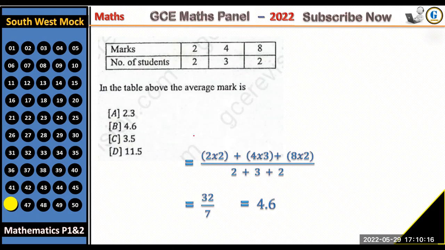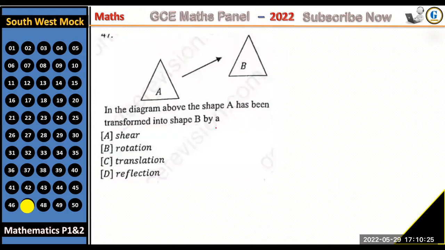All right, question 47. In the diagram above, shape A has been transformed into shape B by. You can see the shape A and shape B, the shape has not changed, it has neither increased in size, it has only changed in position. Since it has only changed in position, we say it has been translated. It has not been rotated, it just shifted. It has not been reflected. So this is a translation. Translation is just to push something, to shift or move it further away. So that is it. It's called a translation.